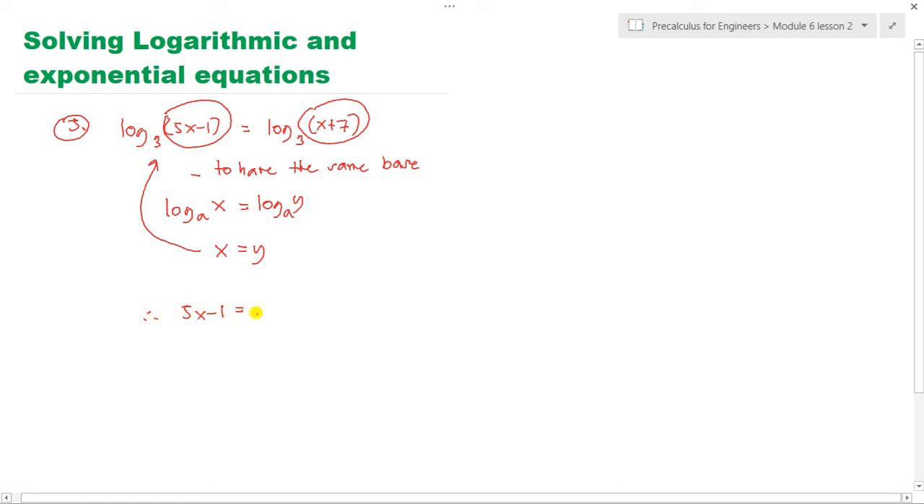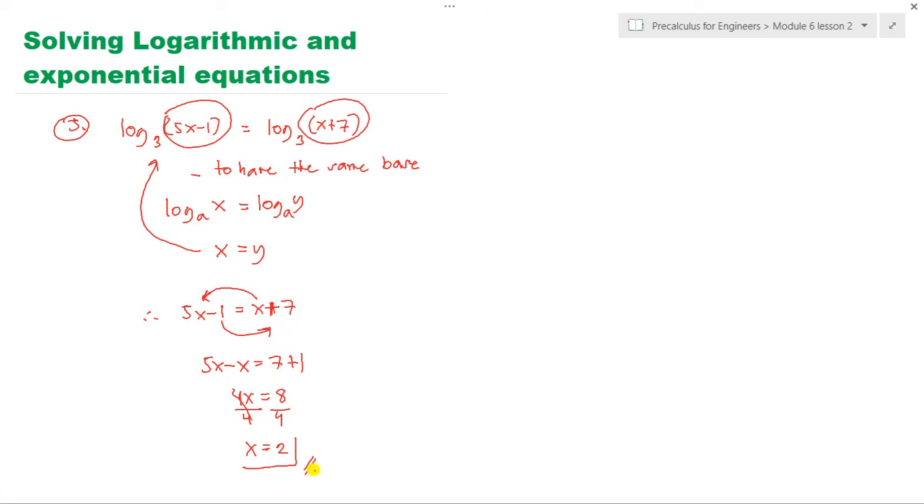So that is 5x minus 1 is equals to x plus 7. So linear equation na siya with a variable x. So transpose on the other side, negative 1 transpose on the other side, that is 5x minus x is equals to 7 plus 1, that is 4x is equals to 8, divided by 4. X here is equals to 2. Okay, 8 divided by 4 is equals to 2. So mao na siyang value sa atong x.